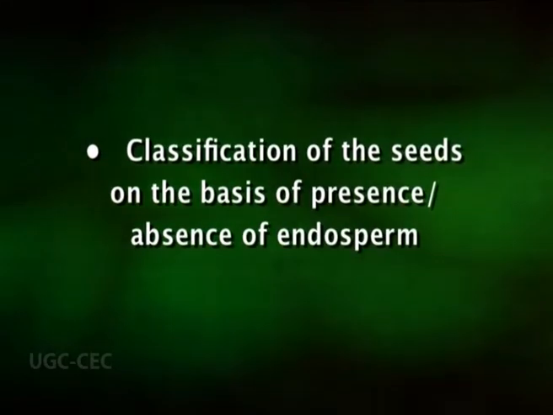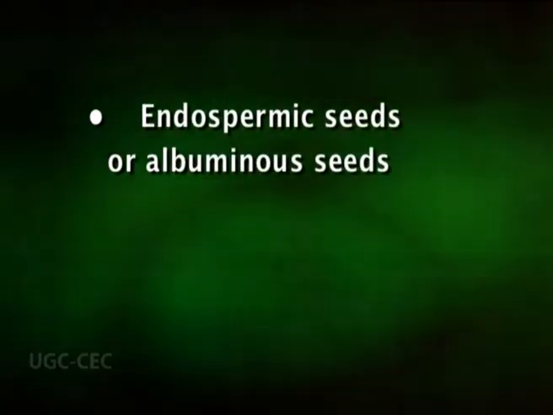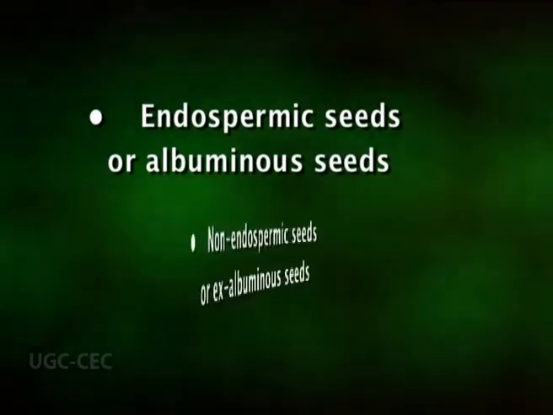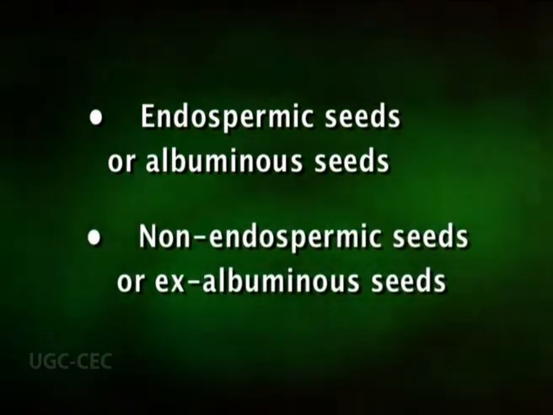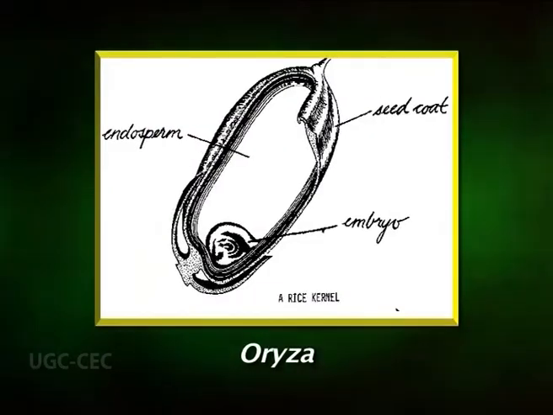Now, the classification of seeds on the basis of presence or absence of endosperm. Seeds are categorized into two types on this basis. These are endospermic seeds, also known as albuminous seeds, and non-endospermic seeds, also known as exalbuminous seeds. Endospermic or albuminous seeds retain endosperm even after maturity. Examples include Ricinus, Tamarindus, Zea, and Oryza, etc.